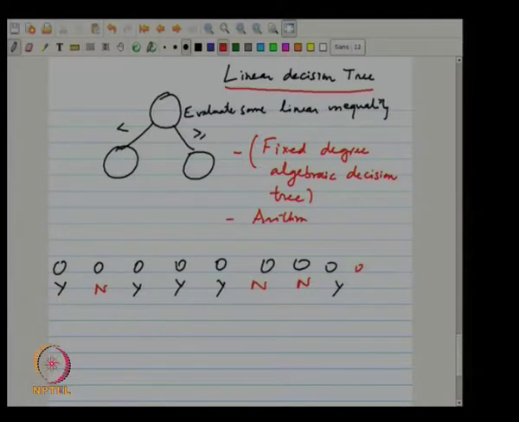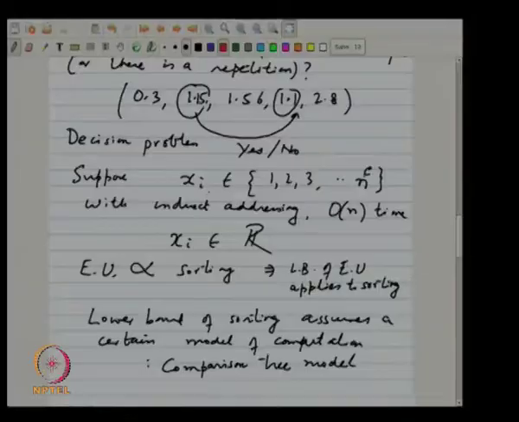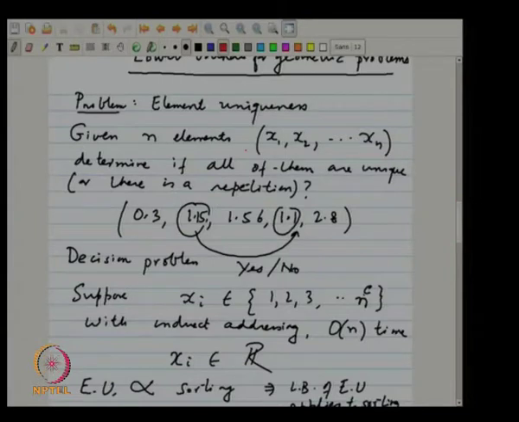So, then you talk about what is called, the most general is called the arithmetic computation tree. Okay. So, I am not going to discuss these variations, but it is somewhat closely linked to the discussion that we will have. Okay. So, today let me just talk about the problem space. The problem space that we have, the input is this n tuple x 1 to x n.